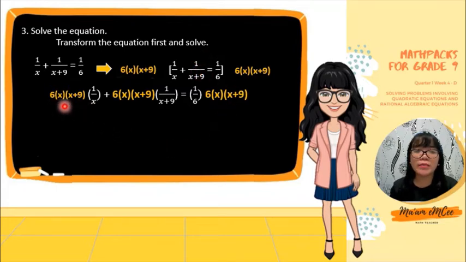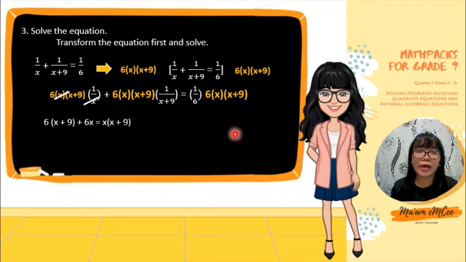So 6 times x plus 9 times 1 over x, which is the first term, plus 6 times x plus 9 times our second term, which is 1 over x plus 9. That will be equal to 1 over 6 times our LCD, 6 times x plus 9. Then we have here our result. So for the first term, we can cancel out our x.